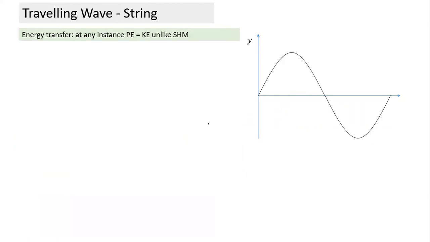Now energy transfer. At any instant, potential energy is equal to kinetic energy, unlike SHM motion. So what is average energy per unit volume? If average energy per unit length was 1 by 2 mu omega square a square, per unit volume it becomes 1 by 2 rho omega square a square. Pretty simple. In place of mu, which was per unit length, rho is the mass per unit volume.